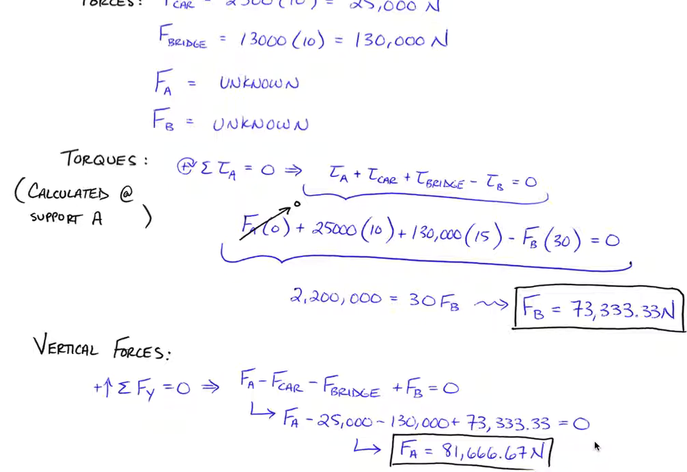81,666.67 newtons. If you don't have an actual fulcrum and you don't have an object that's rotating, it's something more like a structure, like the bridge in this case, you're typically going to have to do this one additional step after you've calculated your torques: determine what missing force in the vertical direction you can solve for, given the variables and given the forces that you know.